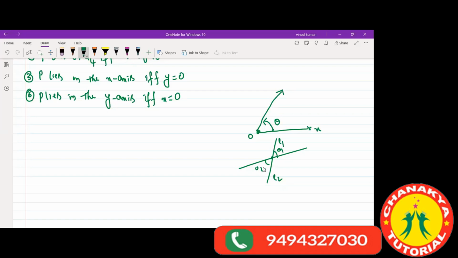Yes, that's it. Now here some systems are there. Angles will be identified by using some systems. Systems means the British system, the French system, and the Indian system.